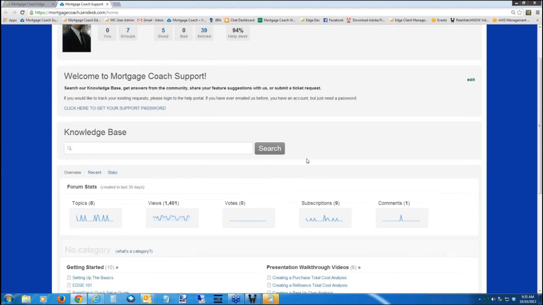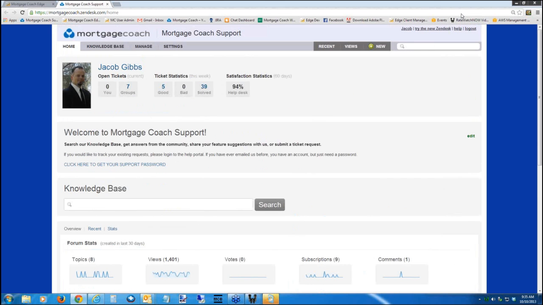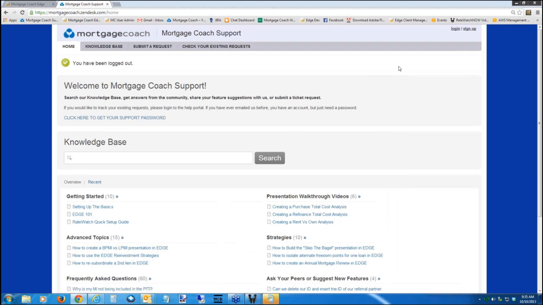Now, this Support Center is a knowledge base full of all kinds of goodies. Let me log out so you guys can see what you would normally see. So when you hit the knowledge base, the first thing is it welcomes you to support, and then if you want to, you can actually get your own support password. If you've ever contacted us before via email, you already have an account in the support system. You just need a password.